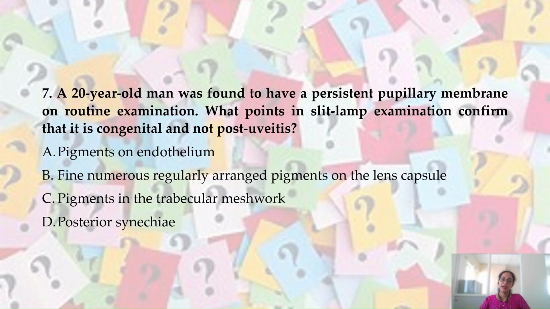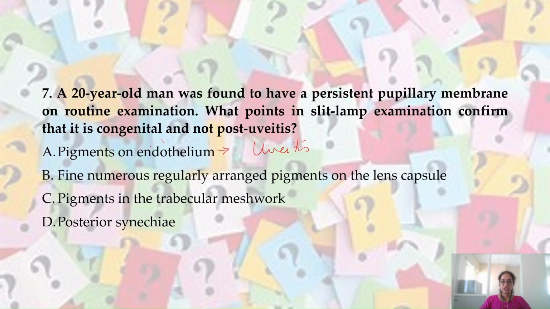A 20-year-old man was found to have a persistent pupillary membrane on routine examination. What points in slit lamp examination confirm that it is congenital and not post-uveitis? There are subtle points on slit lamp that will guide you to say that this is probably a congenital condition. Pigments on the endothelium is very characteristic of uveitis and you do not get this in congenital cases.